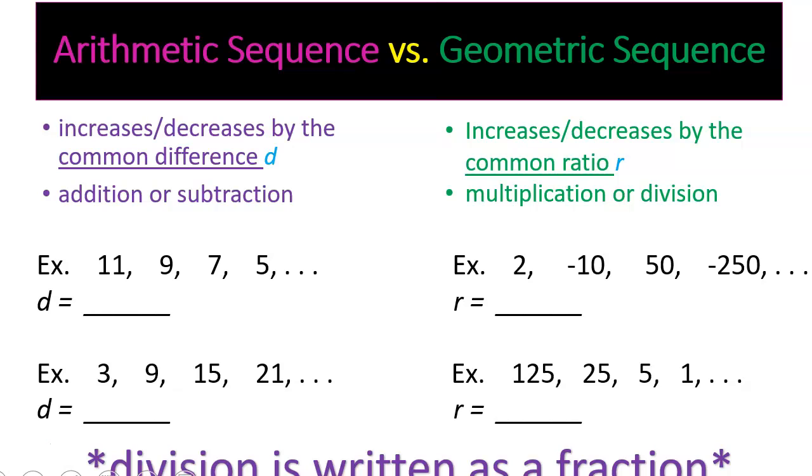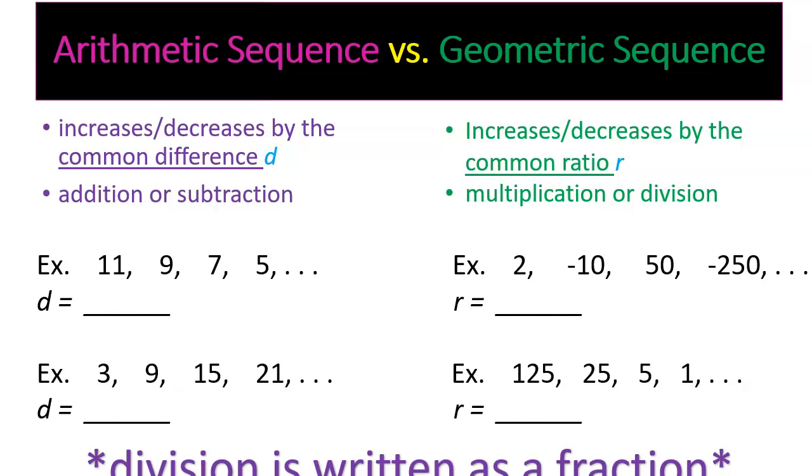When you're doing this, you don't have to start with the first two numbers. You could start with the middle two, you could start with the last two. Just pick two friendly numbers. But I can see to go from 7 to 5, I would have to subtract 2. So then I would test it. 11 minus 2 is 9, minus 2 is 7, minus 2 is 5, and so on. In the bottom example, 3 plus what is 9? 6. 9 plus 6 is 15, 15 plus 6 is 21, and so on.